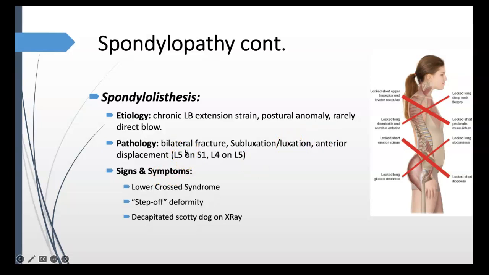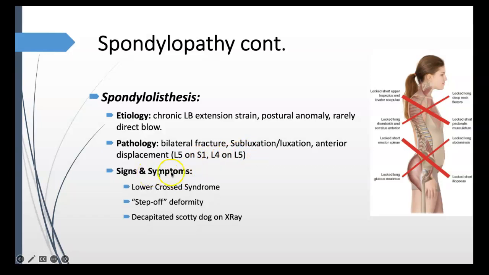In this instance, the patient's going to have that bilateral fracture of the pars interarticularis. And so you either get a subluxation or a true luxation of the vertebral body. And typically that's on L5-S1 or L5. So we get this slippage.